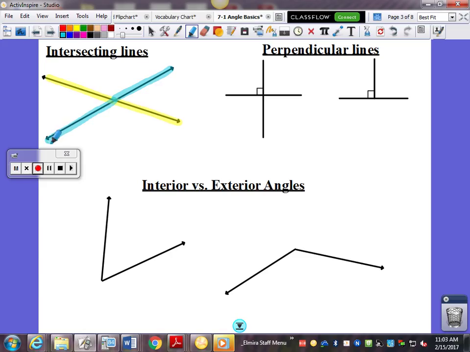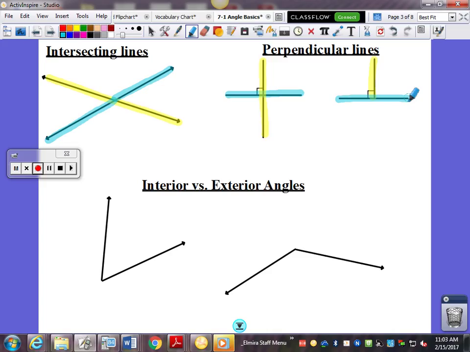Perpendicular lines, remember, are special intersecting lines. And what makes them special is they intersect at a right angle, square in the corner. And here again, I don't have to have them make a cross. Okay, it can be like this upside down T shape and still be perpendicular. The critical thing is that the two lines meet and there's a right angle.